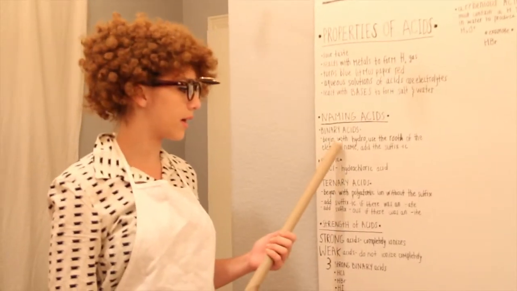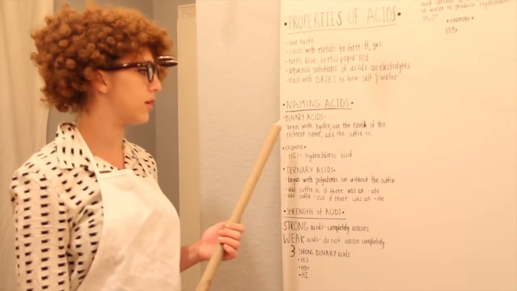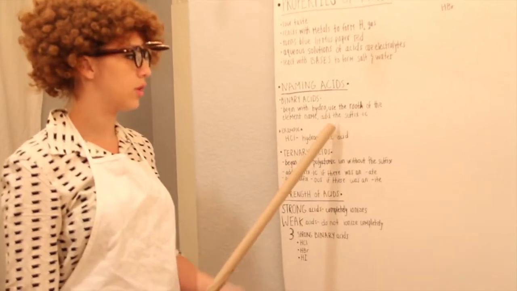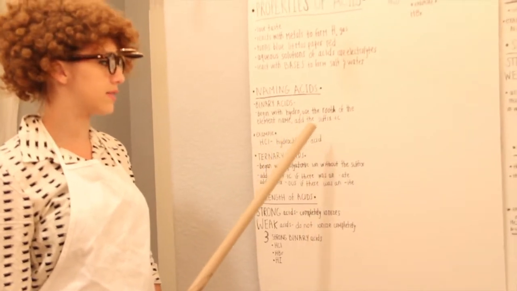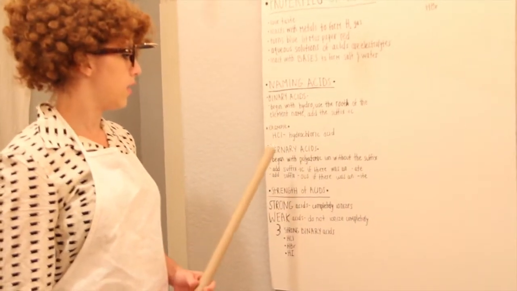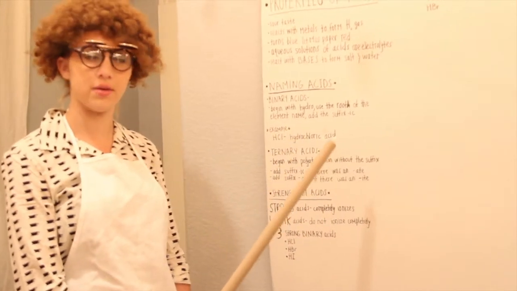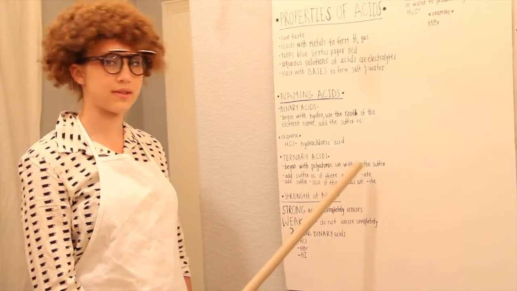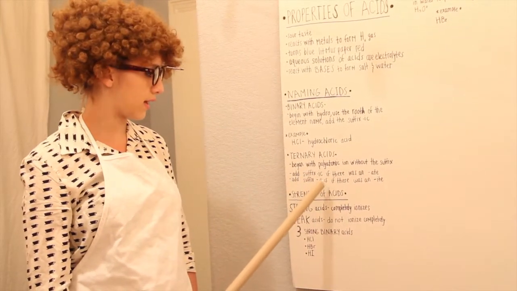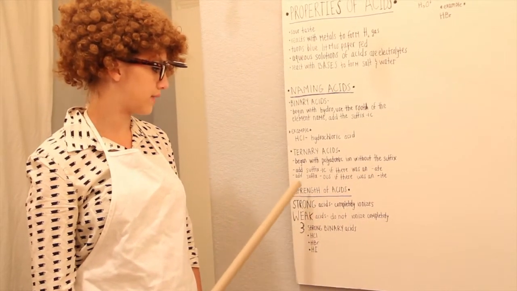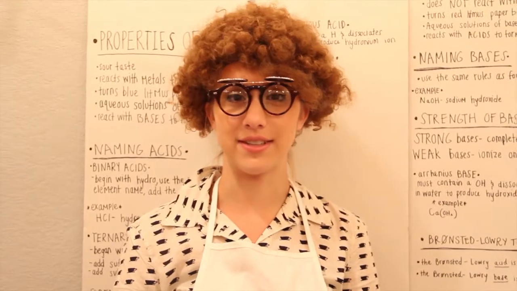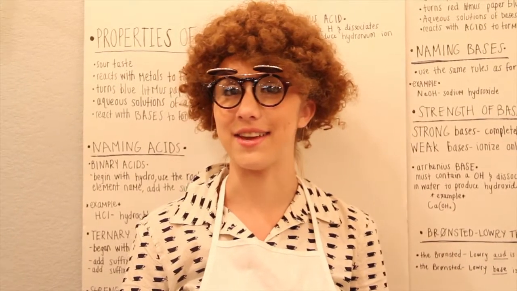So there's binary acids and ternary acids, and when naming, you do two different things. When you're talking about binary acids, you begin with the hydro and use the root of the element name and the suffix "ic". An example of that would be hydrochloric acid, which is HCl. Now, ternary acids, you begin with a polyatomic ion without the suffix. You add suffix "ic" if there was an ate, or you add the suffix "ous" if there was an ite. But how am I supposed to remember that? Just remember, I took a bite and it was delicious, and I ate something icky.